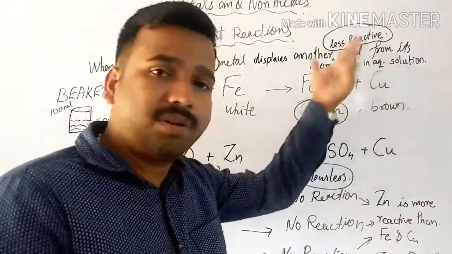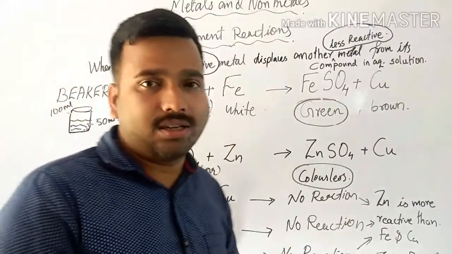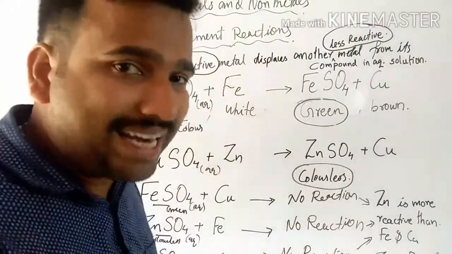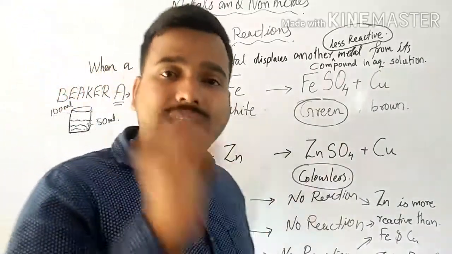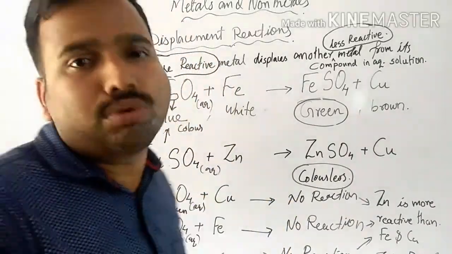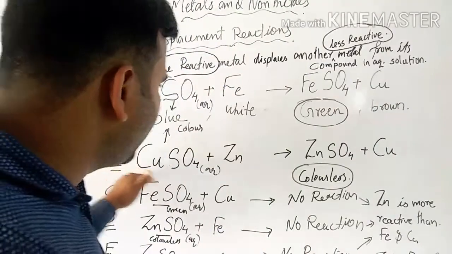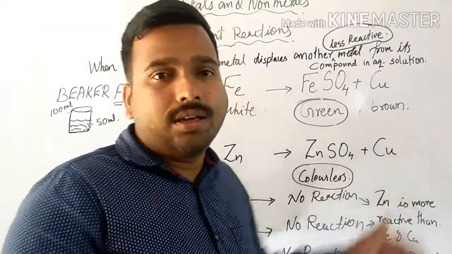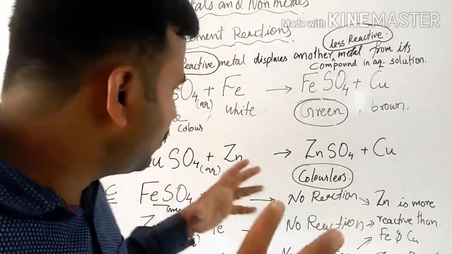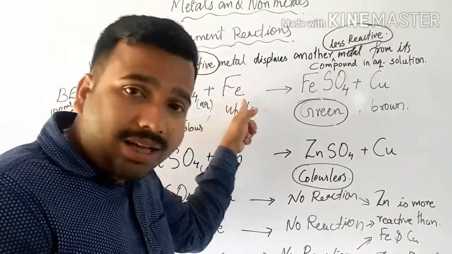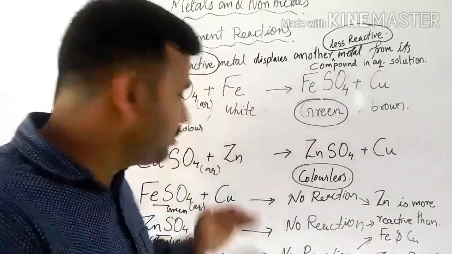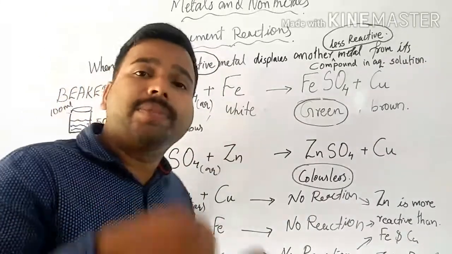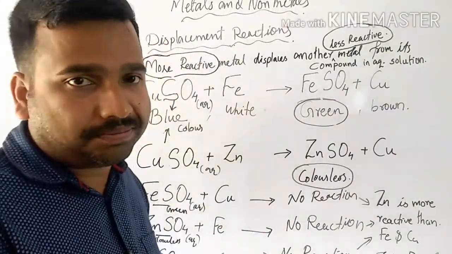The displaced copper will be coated over zinc. Earlier the zinc was a light, silver-grayish color. Now the color of zinc changes somewhat to brownish. So this is what is happening in this particular reaction. That means both iron and zinc can displace copper from its aqueous solution.